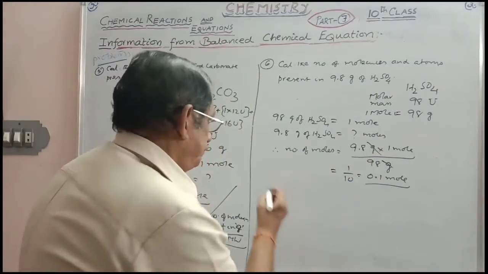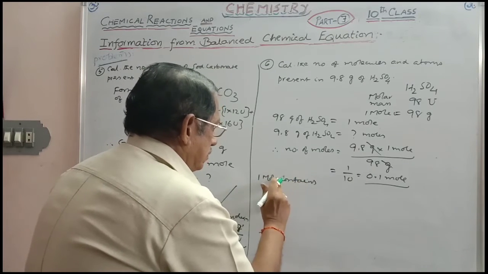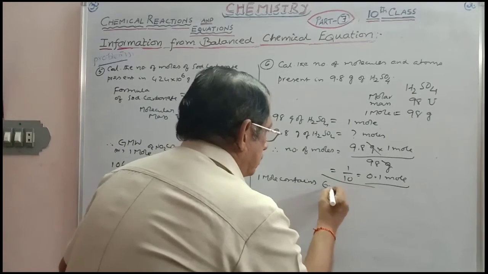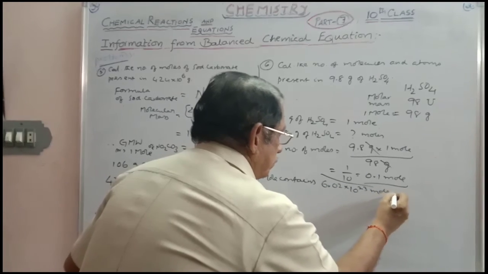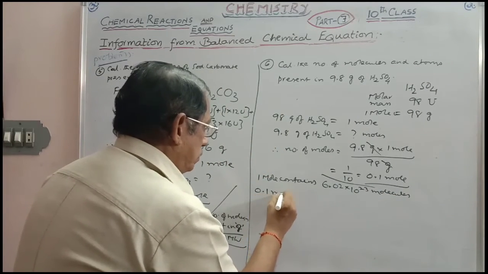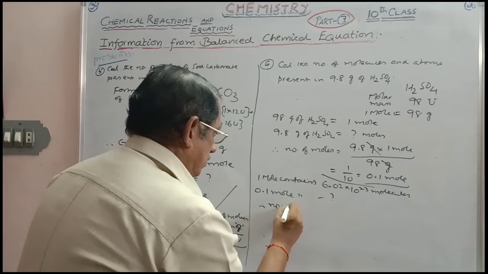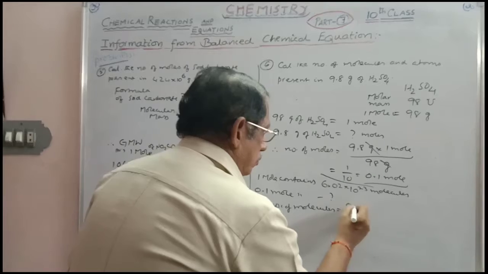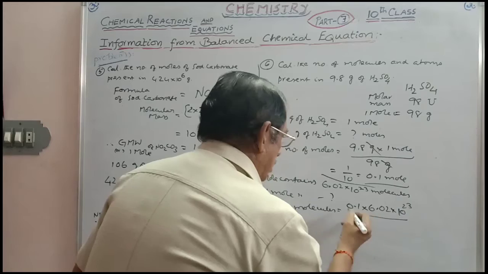Right? Now you have to calculate the number of molecules. You know pretty well, 1 mole contains Avogadro number, 6.02 into 10 to the power 23 molecules. Right? How many you got here? 0.1 mole contains how many? Therefore, number of molecules is equal to 0.1 into 6.02 into 10 to the power 23 by 1.